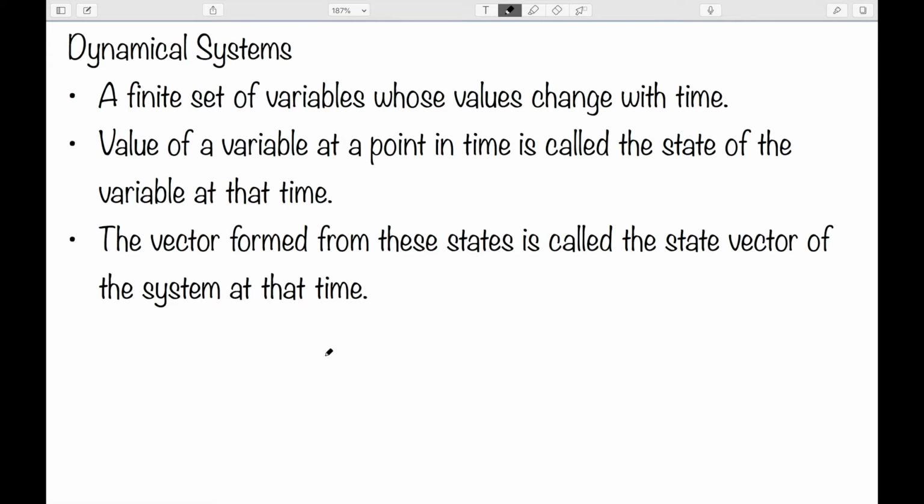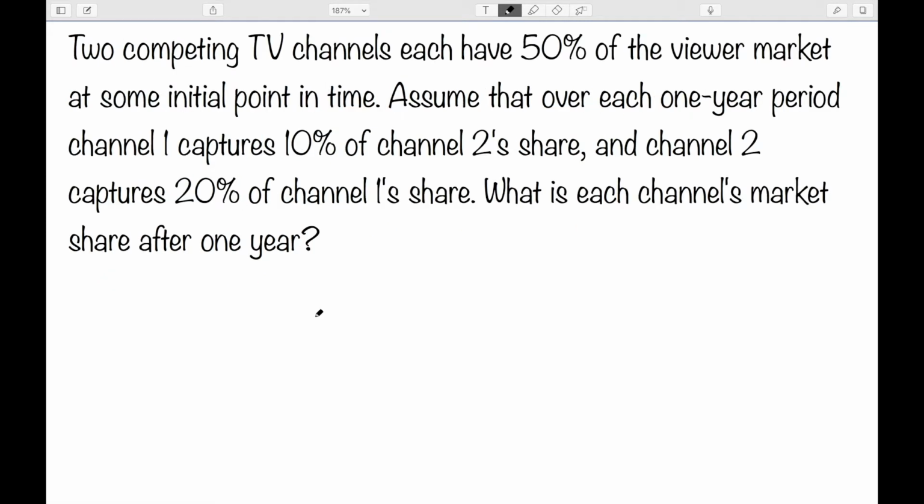So let's start with a basic example. Let's suppose we have two competing TV channels that each have 50% of the viewer market at some initial point in time. Over each 1-year period, Channel 1 captures 10% of Channel 2 shares, and Channel 2 captures 20% of Channel 1 share. So we want to know what is each channel's market share after 1 year. So I can do a picture to represent this system. So this is Channel 1, this is Channel 2.